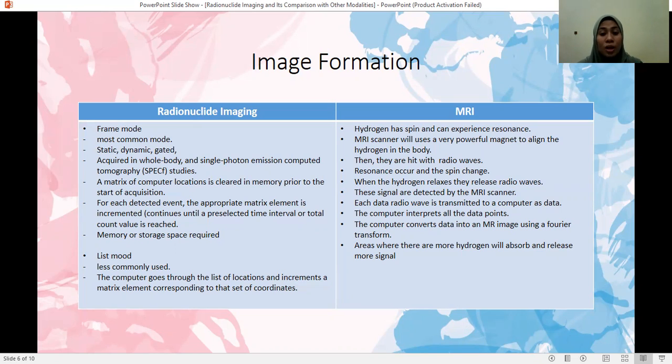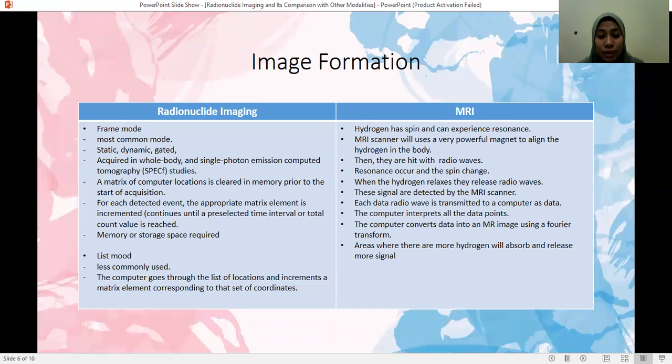And for the MRI, the first thing is hydrogen. Hydrogen can experience resonance. The MRI scanner will use a very powerful magnet to align the hydrogen in the body. Then they are hit with the radio wave, resonance occurs, and the spin changes. When the hydrogen relaxes, it will release the radio wave, and these signals are detected by the MRI scanner.